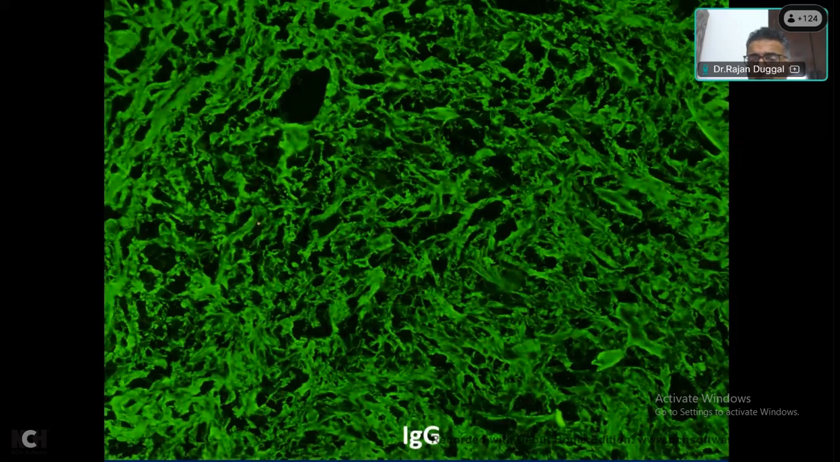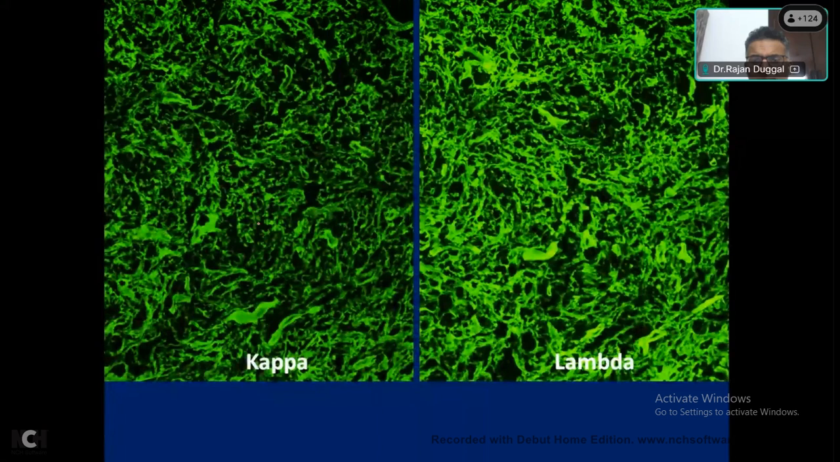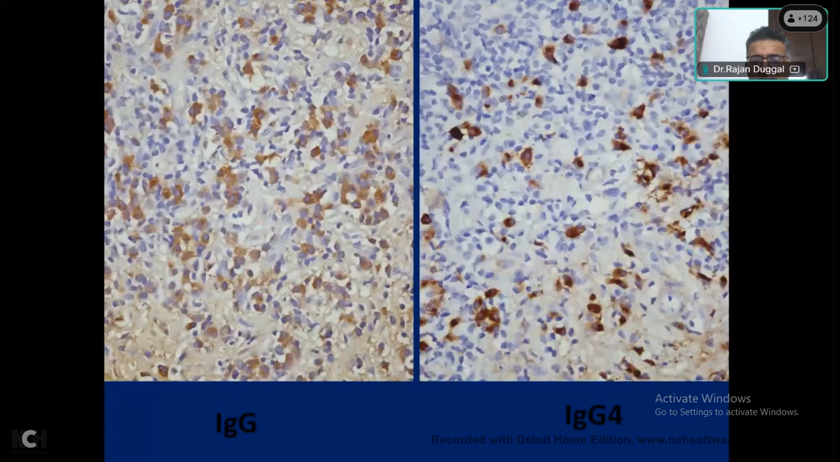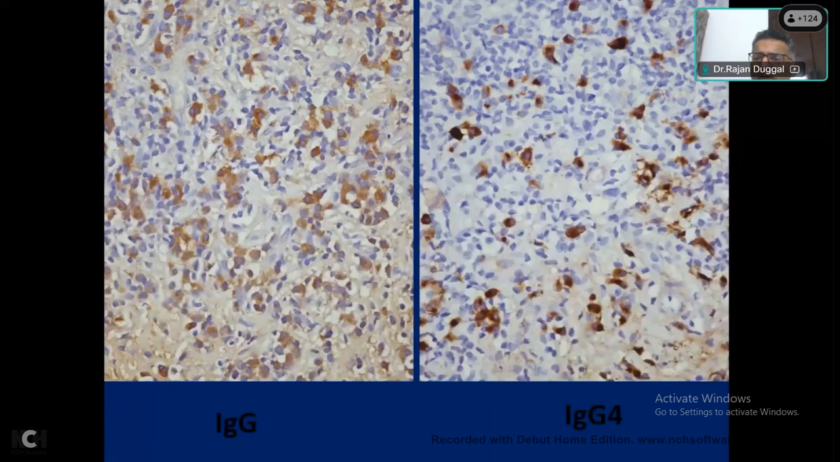And when you do IgG immunofluorescence, you will see a lot of background IgG staining, and the IgG staining is also seen along the tubular basement membrane. Kappa lambda is not showing any restriction. IgG4 is showing slightly increased staining. So what I want to highlight is the first case is more like a fibrocellular phase of IgG4 related disease, or more cellular phase.